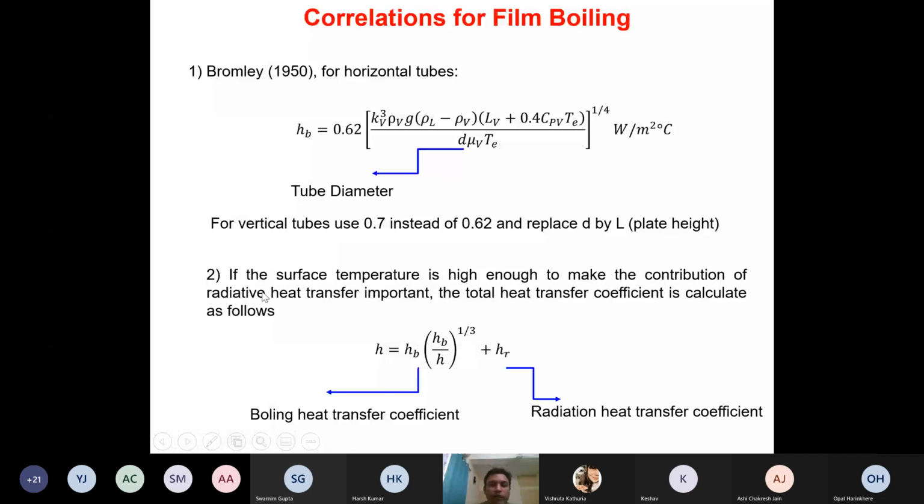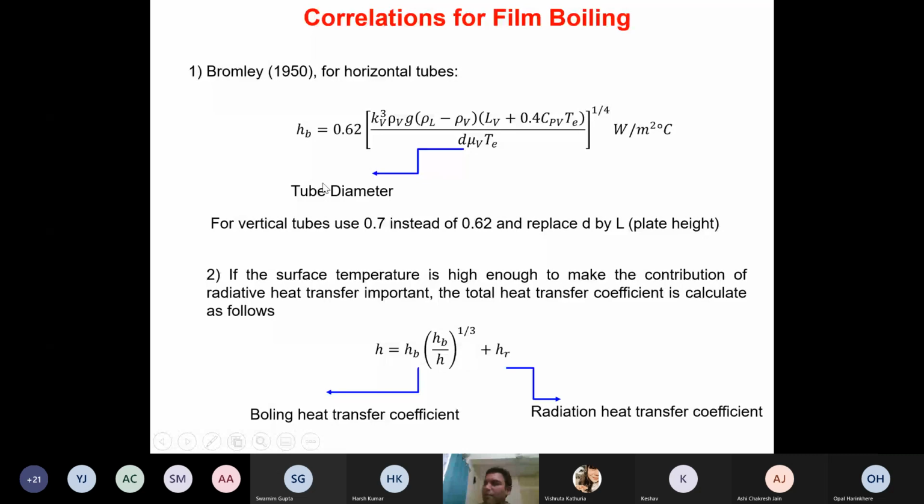If the surface temperature is high enough to make the contribution of the radiative heat transfer important, then in addition to the convective boiling heat transfer coefficient, there will be a heat transfer coefficient associated with the radiation, isn't it? So in such cases, both heat transfer coefficients are used to calculate the actual heat transfer coefficient using this particular equation. Here H is the actual heat transfer coefficient, HB is the heat transfer coefficient corresponding to the boiling, and HR is the heat transfer coefficient corresponding to the radiation.